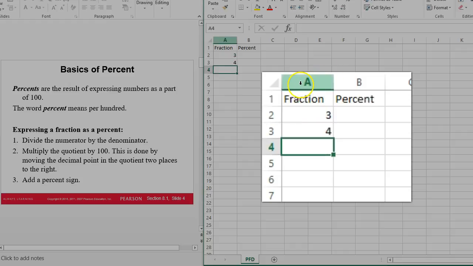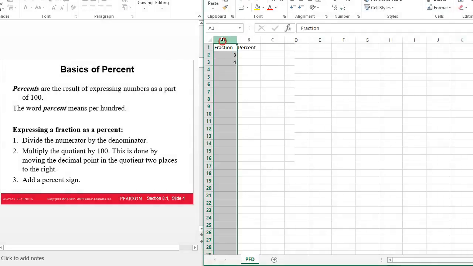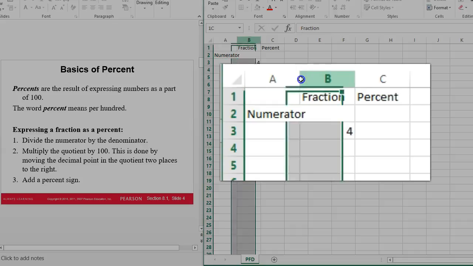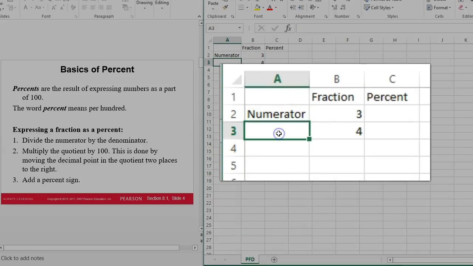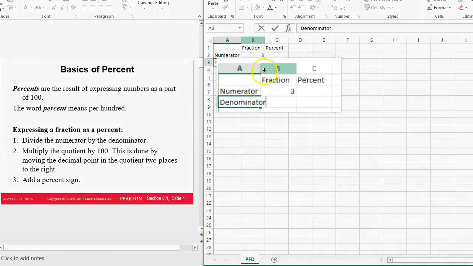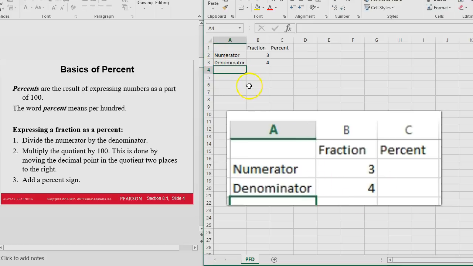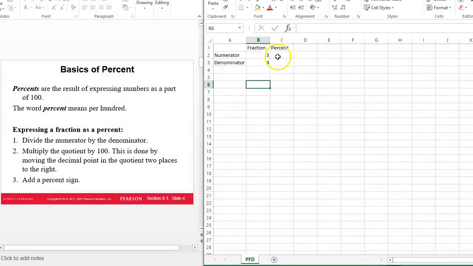Okay, so let me actually right click the column here and click insert. Doesn't give me anything. I'm going to put numerator and then denominator. Double click and it'll expand out. Again, I went past this line here, so I just click in between the two, make that little symbol, the line with the two arrows in it. Just double click and it makes it expand. Okay, so the numerator is 3, denominator is 4.